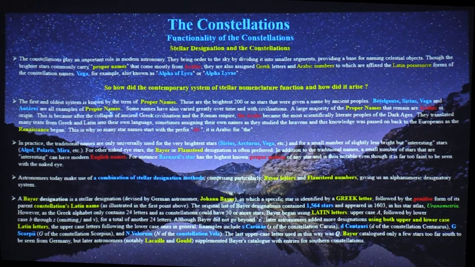But once you got through the 24, if there were 50 stars in that constellation, what do you do then? You use the Roman alphabet, Romanised letters as well, which I'll explain in a moment. So when you see Alpha Orionis, which is Betelgeuse, that's one way of calling Betelgeuse. You can also call it by the Flamsteed system, which I'll talk about in a moment. So that's what he did.